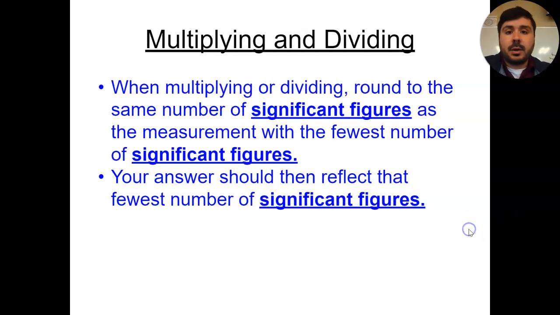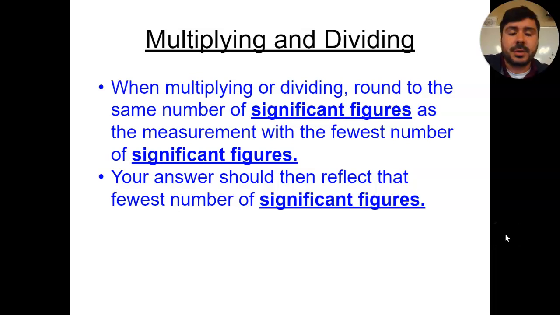Skipping ahead a little bit here over to multiplying and dividing. Now, this is where things change a little bit, right? Hopefully you notice that on the slide. Now, when multiplying or dividing, we are rounding to the same number of significant figures this time as the measurement with the fewest number of significant figures.